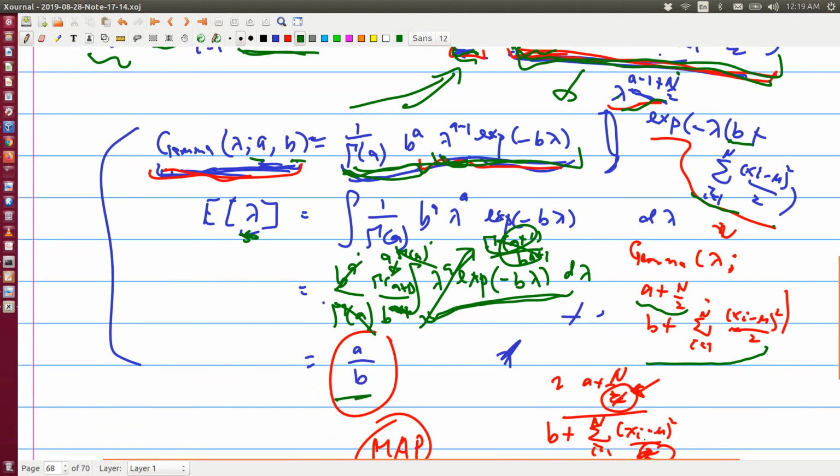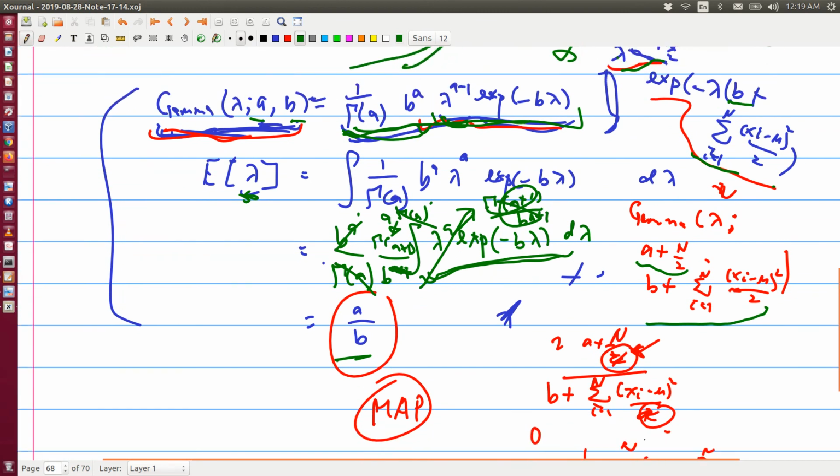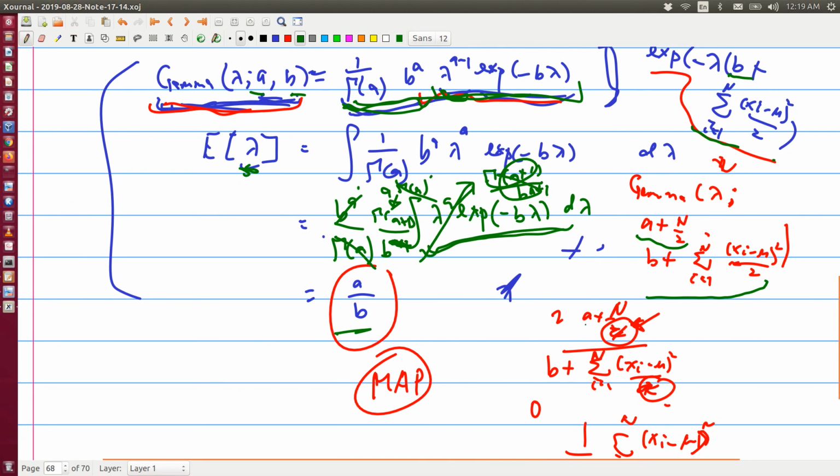So if we do Bayesian inference to estimate lambda, the final result will be just a over b, right? So it should be a plus n over 2, over b plus the sum over i from 1 to n of x_i minus mu squared over 2, something like that.